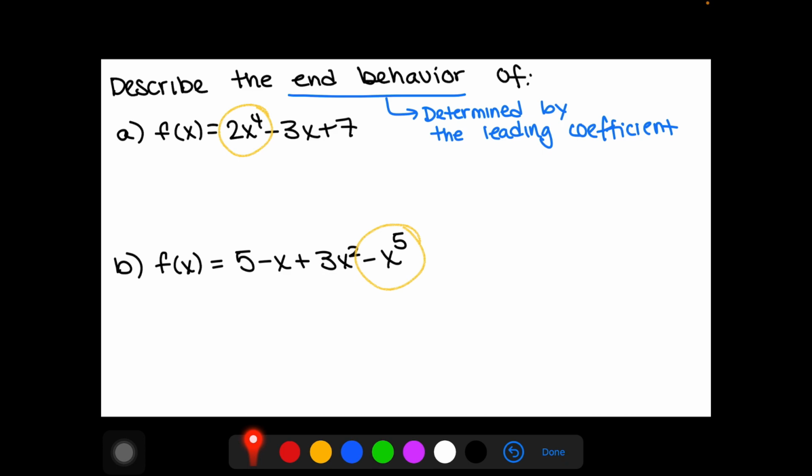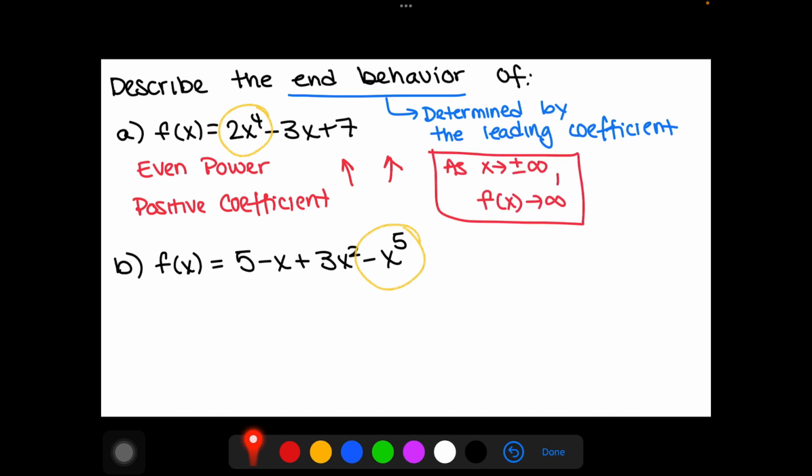So for example, if I have the polynomial f of x equals 2x to the fourth minus 3x plus 7, the leading term is the 2x to the fourth. That's the largest power of x. I have a positive coefficient and an even exponent. So that means both ends go up. So if I were to graph this function, I don't know what happens in the middle right now, but I know that as x goes to plus or minus infinity, if I go to the left or the right of the graph, f of x goes to positive infinity. The y values go up.